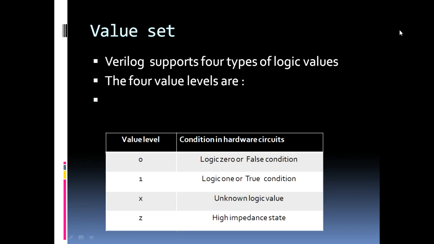First, the value set. Verilog supports 4 types of logic values. The 4 value levels are 0, 1, X and Z. The 0 represents false condition, 1 represents true condition, X represents unknown logic value, and Z represents high impedance.